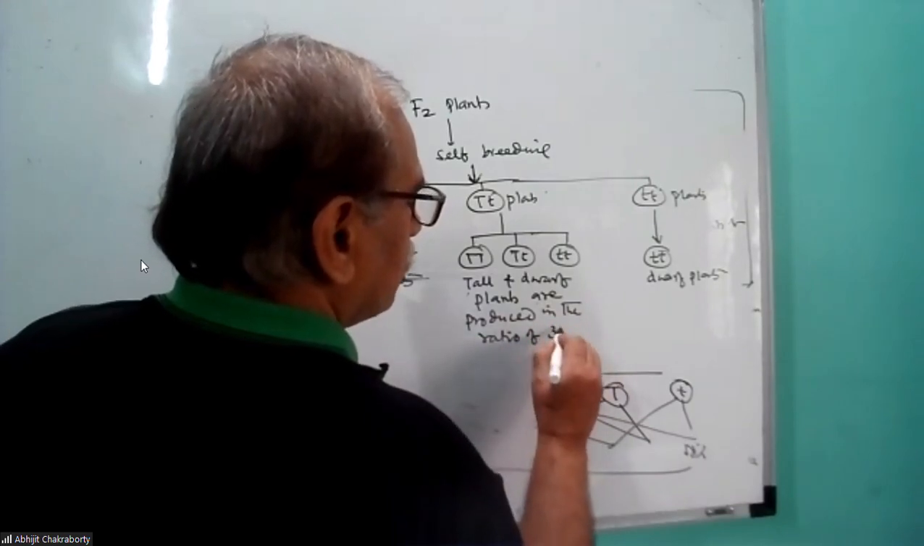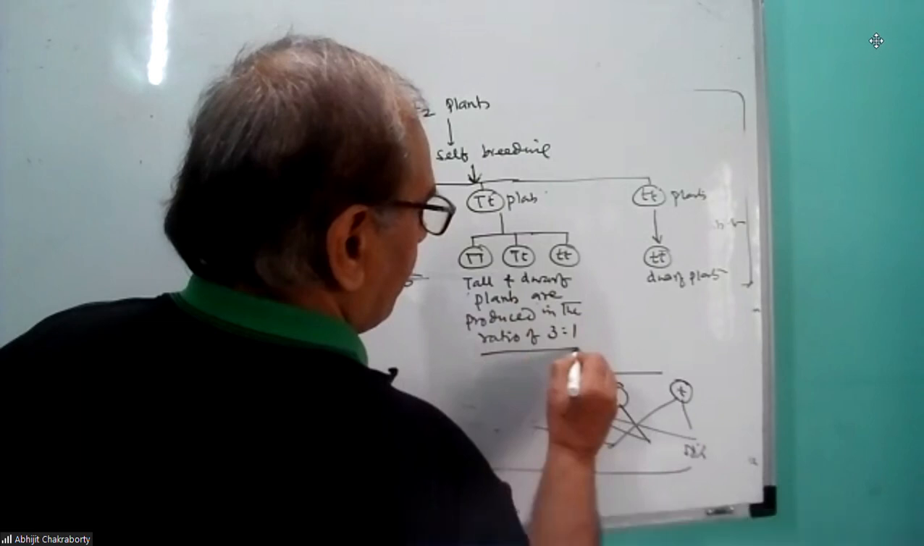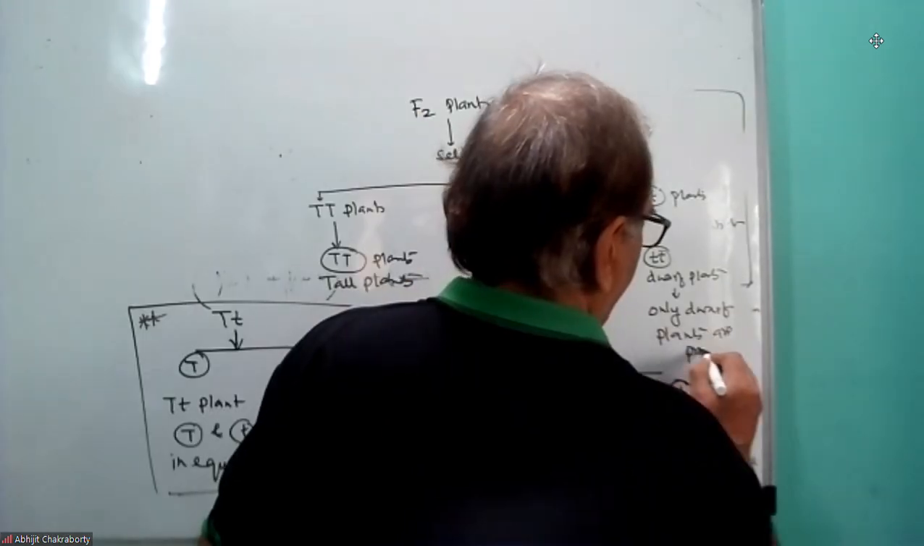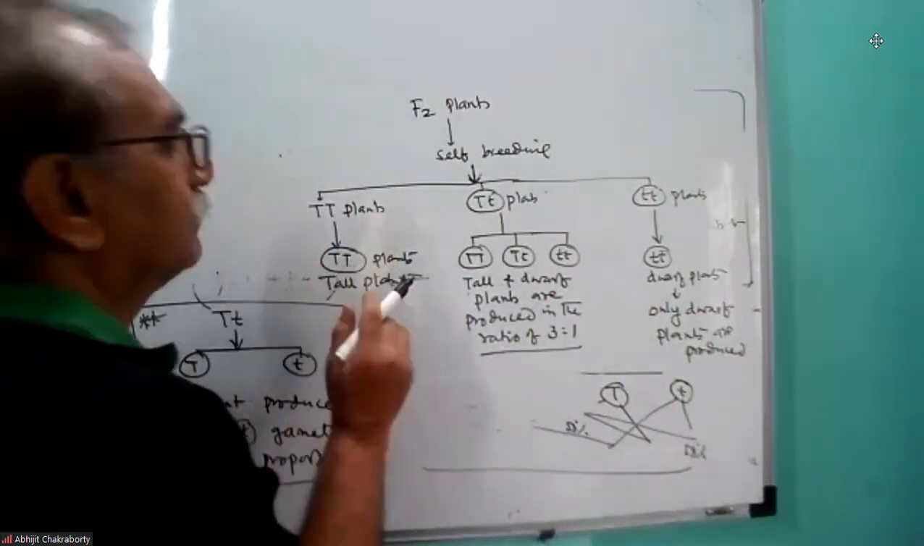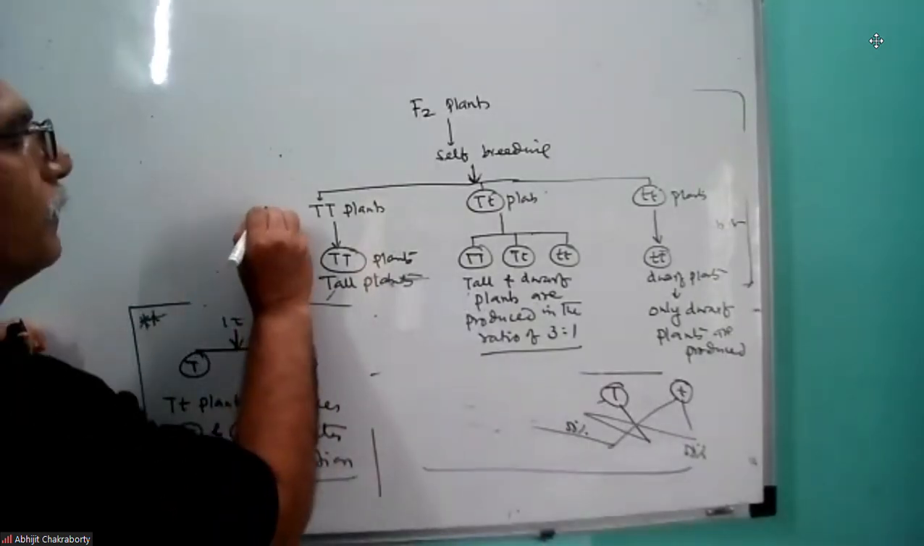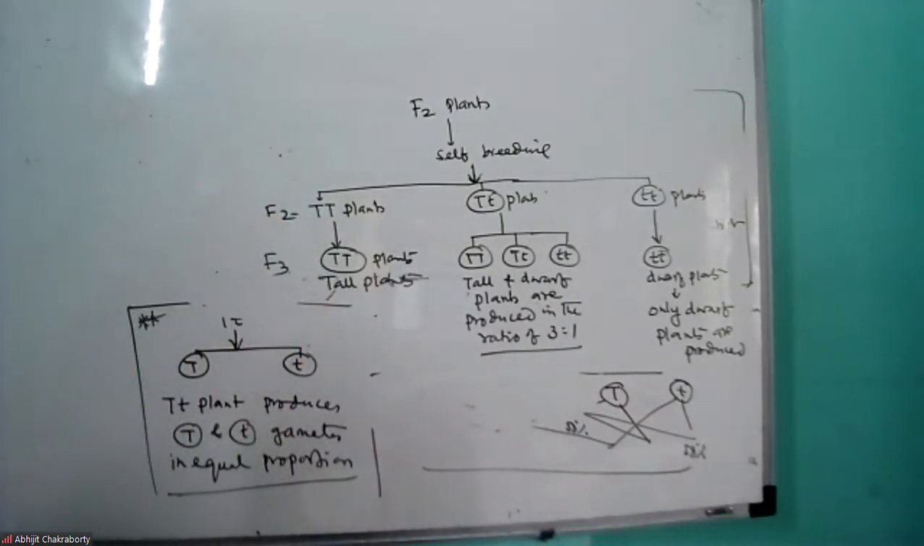Ratio of 3:1. Blood plants are F3. Now the conclusion.